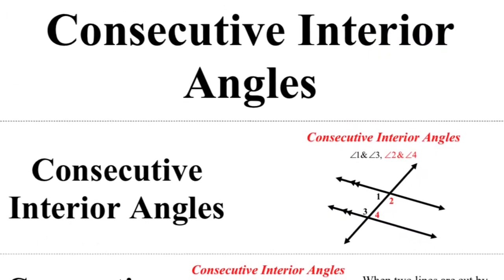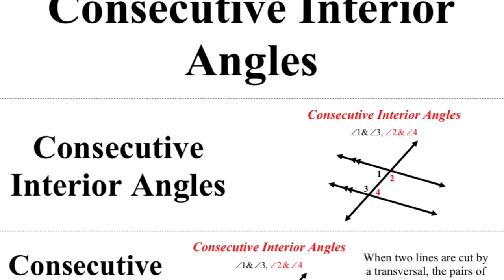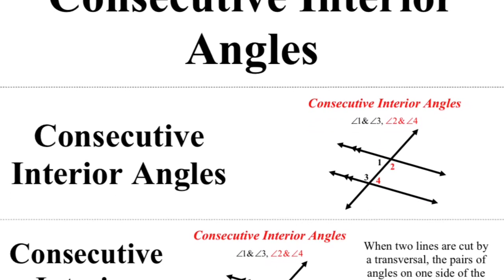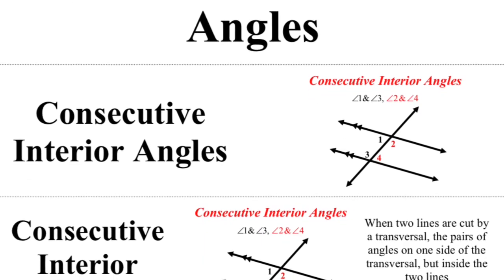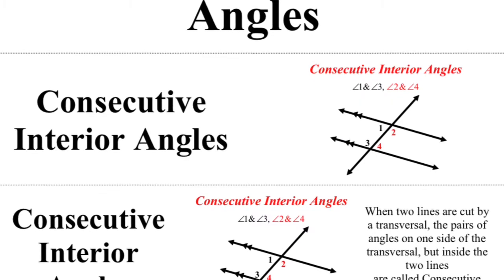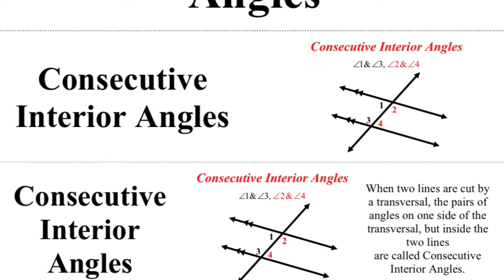Consecutive interior angles are two angles on the same side of a transversal on the inside of two lines. Look at the red numbers in this example here. Those are the consecutive interior angles. If the lines are parallel, they add up to 180 degrees.